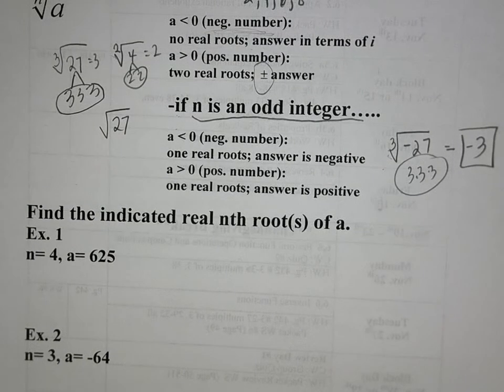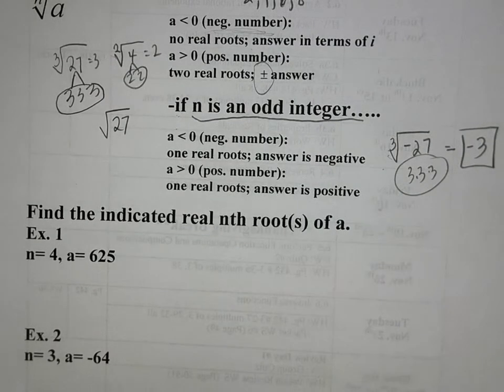So if it were the fourth root of negative 27, then you would have an i. Okay? So even roots, you're going to get an i with a negative. Odd roots, you're going to just get a negative number. So odd roots are not going to have i's.